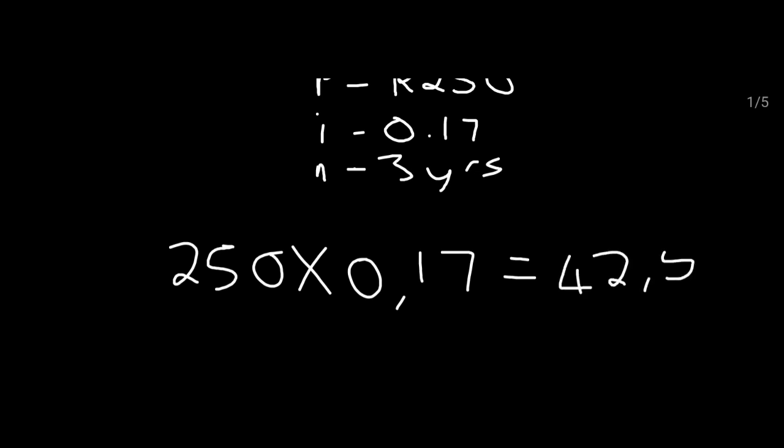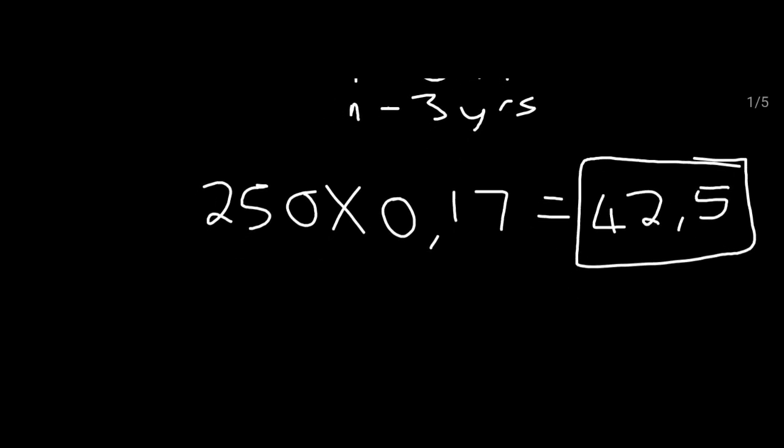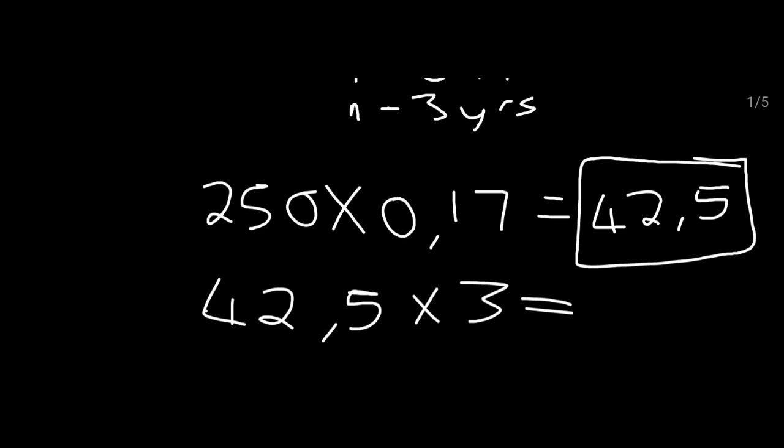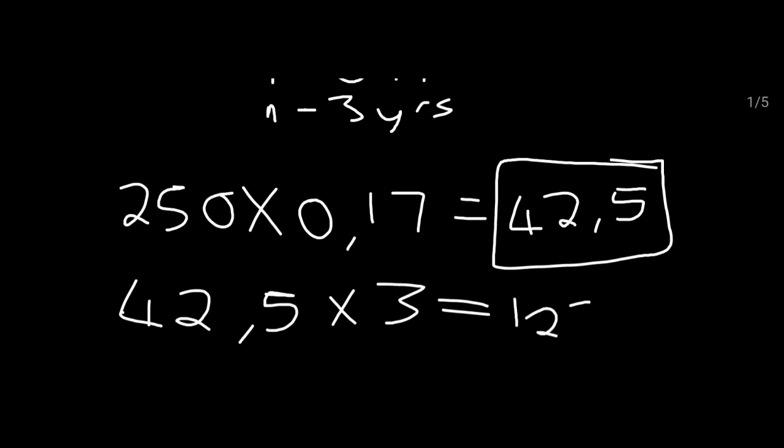42.5. What this tells you is that for every year he does not pay, they will add 42 rand 50 cents on top of the money he owes. So now, since it's 3 years, we take this interest amount of 42 rand 50 cents and multiply by 3 years, and it gives the value of 127.5. Guys, what does this mean?